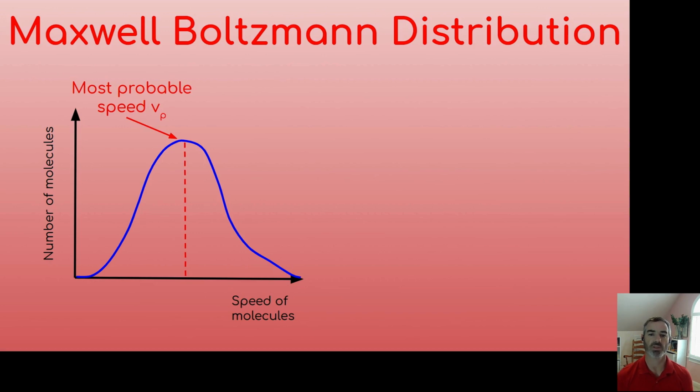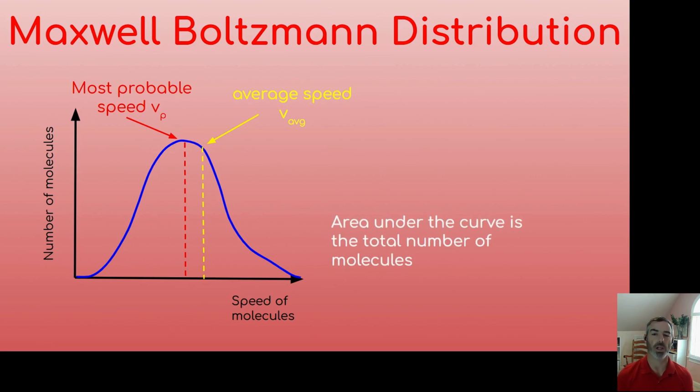Most of the particles, if we're graphing number of molecules, that's going to be the highest point, the largest value of particles that have that speed. But the average speed is going to be shifted just to the right. Well, why is the average to the right? Well, the area under the curve is the total number of molecules.